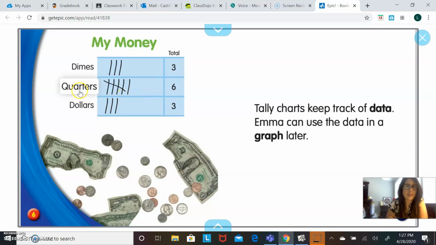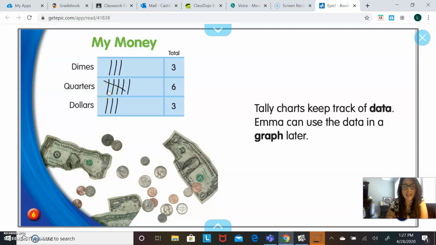Then let's look at quarters. Let's count the quarters. 1, 2, 3, 4, and then you also see 5, but you also see this line across. So let's talk about that in particular. When we see tally marks with a tally mark that goes diagonal like this, we know that is 5. We don't have to count it. We just know it's 5. Let's count just to make sure though. 1, 2, 3, 4, and then across, that makes 5. So when we see this grouping like this, we know that's 5.